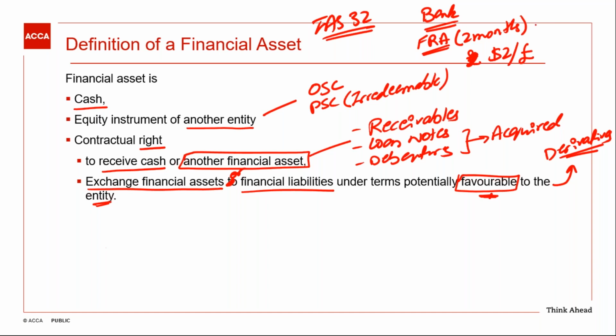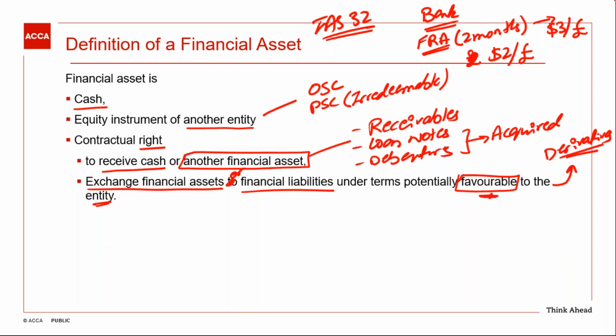Now let's suppose after 2 months, the market rate fluctuates and it becomes $3 per pound. So what will happen? I will go to the bank giving $2 and getting a pound worth $3. So I'm giving cash in dollars, I'm receiving cash in pounds. So it is an exchange of financial assets where it is favorable for me because I'm giving $2 and getting a pound of $3.